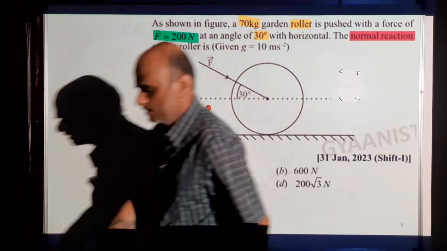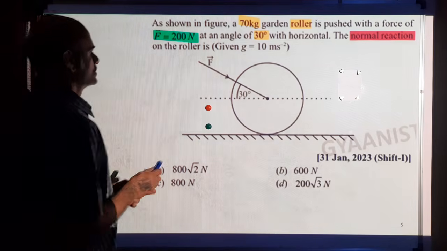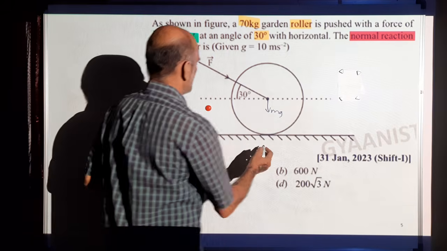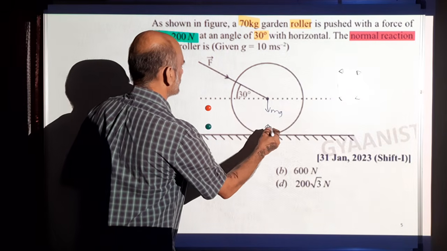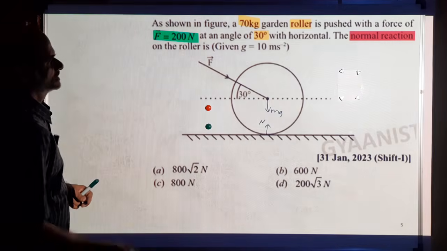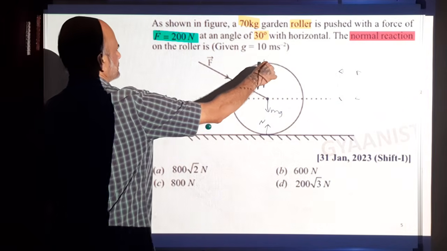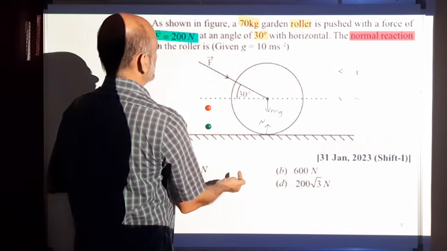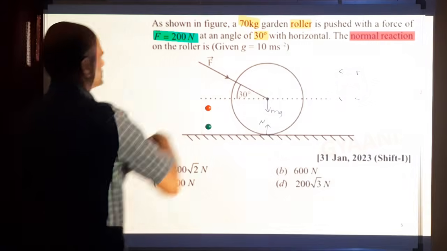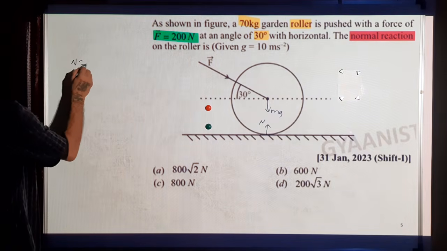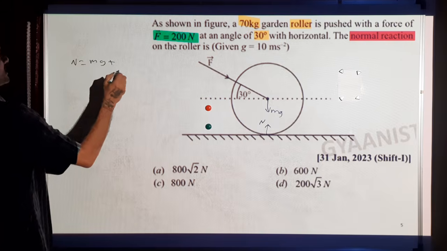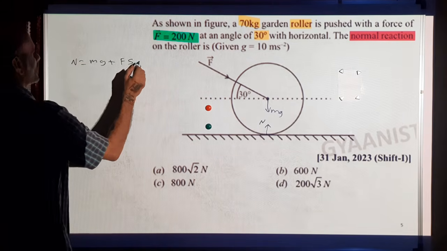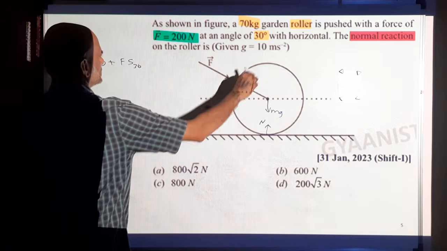So the forces acting on the roller are its weight, mg, because of gravity. At the contact point, there will be a normal reaction, which will pass through the center. And this F will have two components, F cos 30 and F sin 30 downwards. So in the vertical direction, the normal reaction should balance the downward weight plus the downward component of this force. So the normal reaction N should be equal to the weight mg plus the F component that is downwards, that is F sin 30. F cos 30 is horizontal, F sin 30 is vertical.